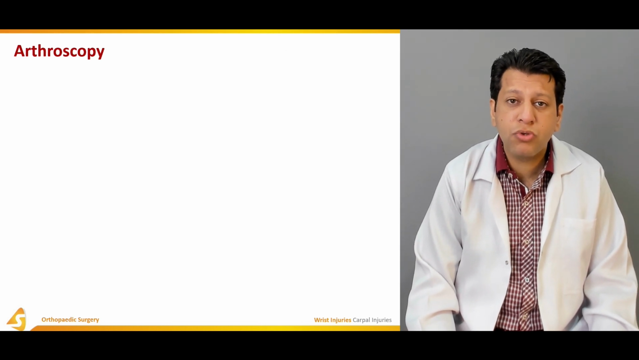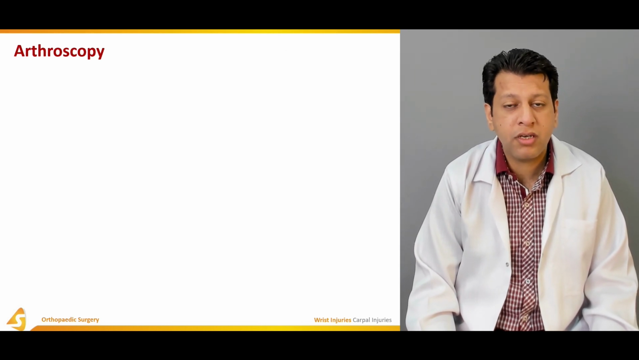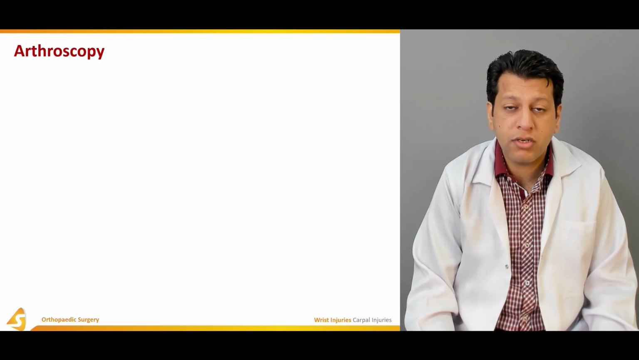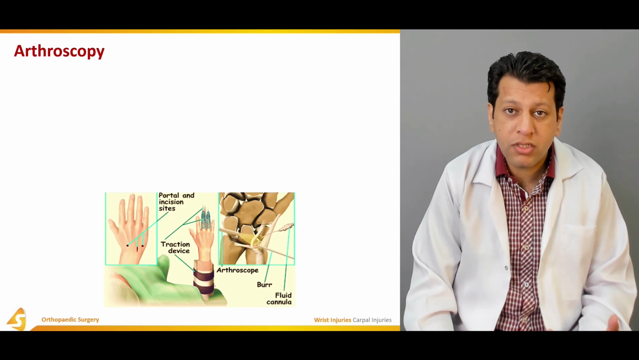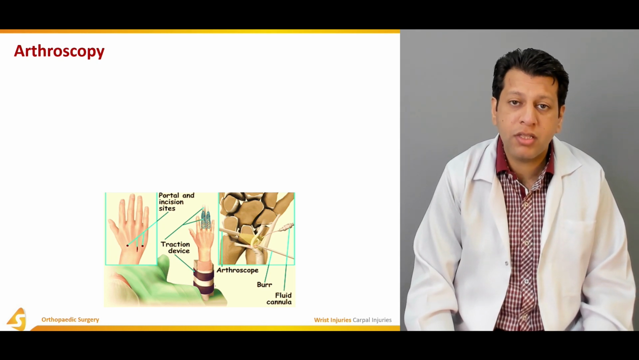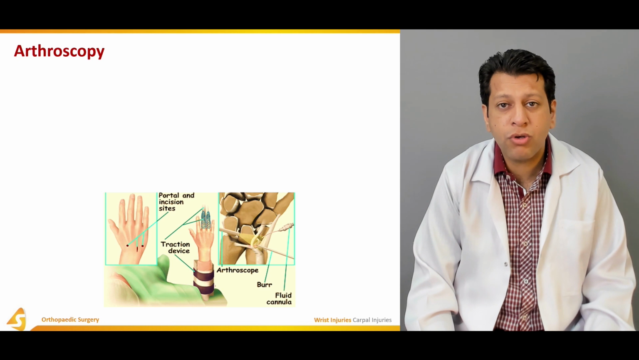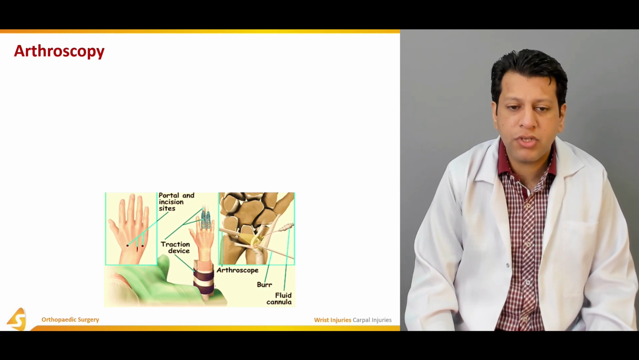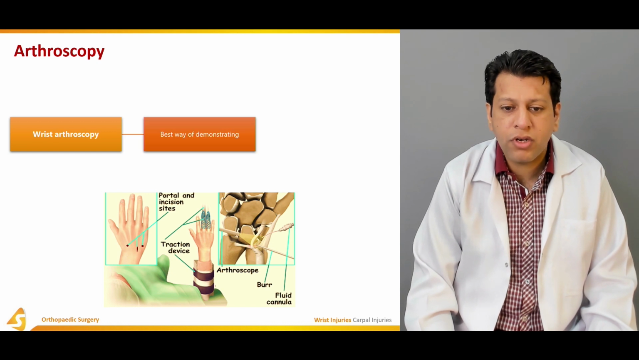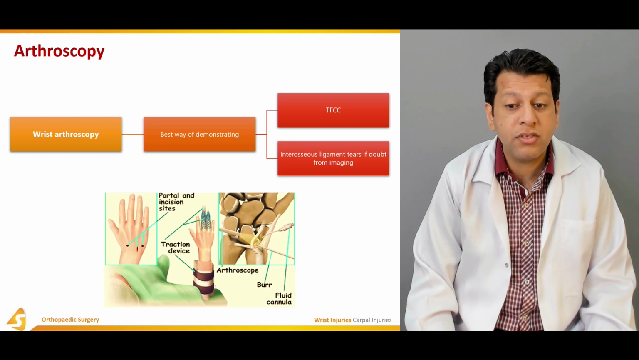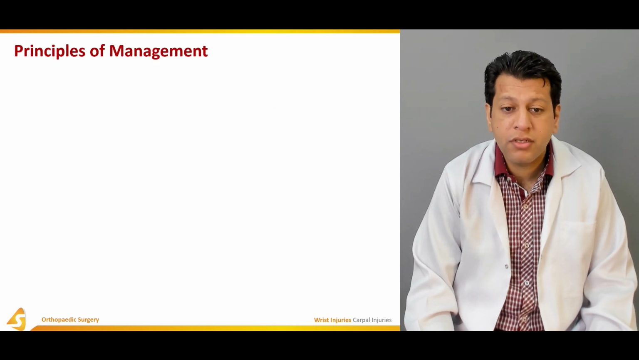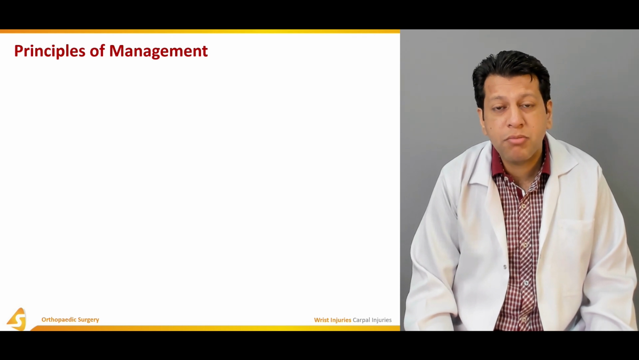The first and foremost is always arthroscopy. Arthroscopy remains the gold standard to diagnose ligamentous injuries. Why? Because we are able to see the ligaments being torn. It is not only diagnostic, it is also therapeutic, as you can then go in and repair these ligaments as well. So wristscopy is the gold standard for demonstrating TFCC injuries and ligament tears if in doubt from the imaging. Now, coming to the principles of management.